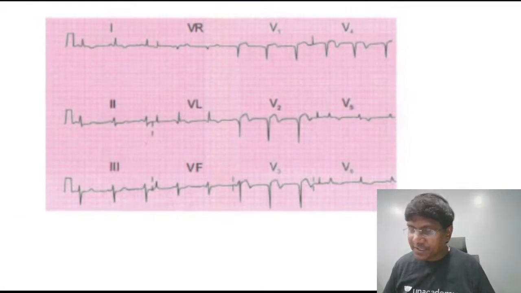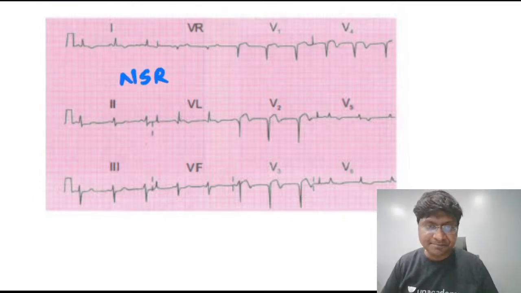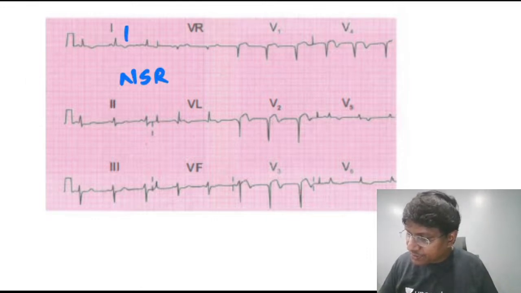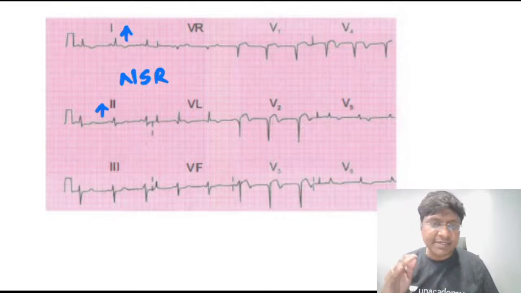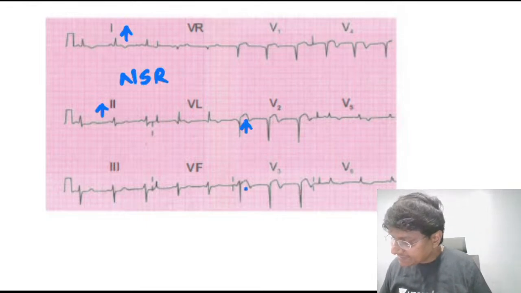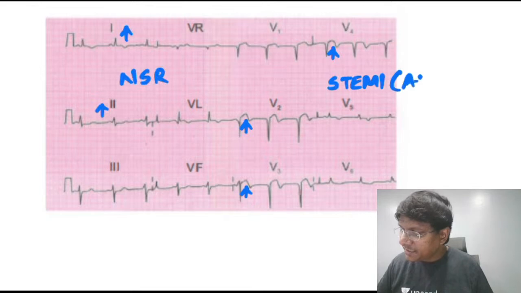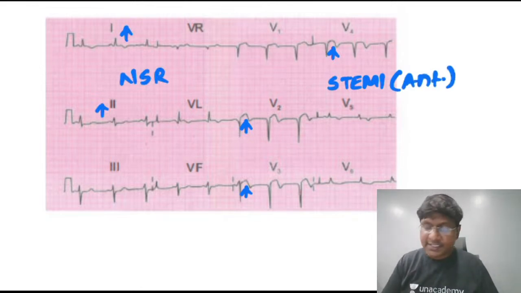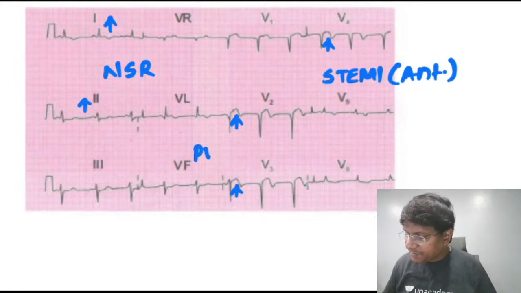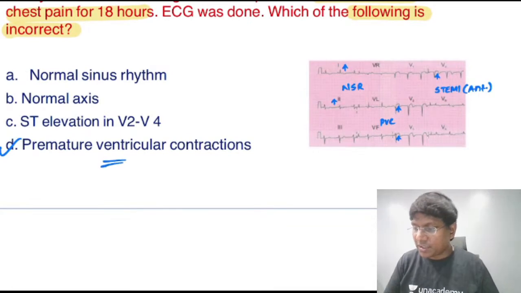The remaining all you can see in this rhythm. If you observe, there is a normal RR interval, so it is considered normal sinus rhythm. And axis, if you observe, your lead 1 and lead 2 are both dominantly positive, which is considered normal. And the ST segment elevation is present from V2 to V4, which is suggestive of ST elevation MI, specifically the anterior wall MI. And what you don't have in this patient is premature ventricular contractions, that is option number 4. So PVCs are not there in this patient.